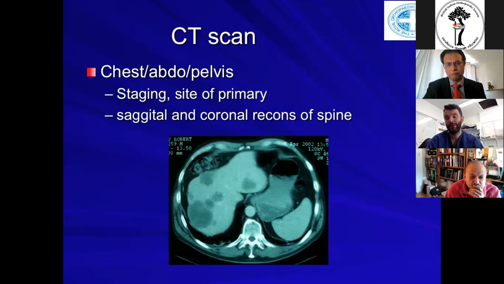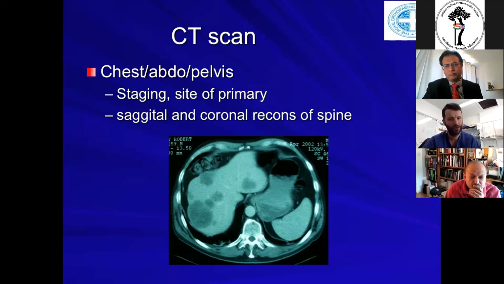CT scans are really important for two reasons. First and foremost, for staging. It's all very well having cancer in the spine, but we know that 95% of the time when someone has cancer in the spine, it is a malignancy that is metastatic, i.e. it has spread from somewhere else. If that's the case, we need to know where, and also, if it's spread to the spine, where else it has spread to. That gives you the staging of the tumour.